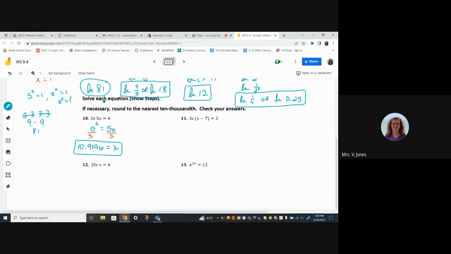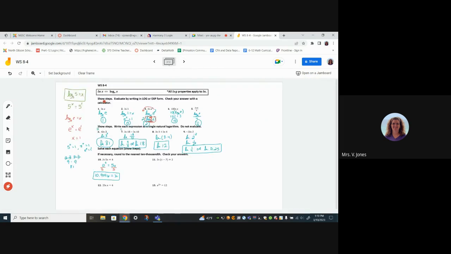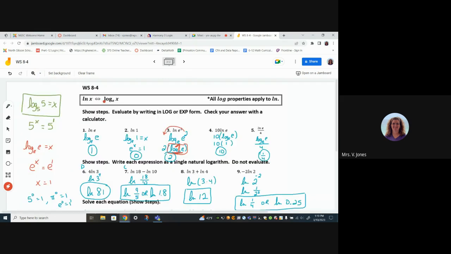Number 11. When you look at that, a lot of people are thinking, oh, it's not in single form because we've got subtraction. But you only have one logarithm over here on the left side. It's not two logarithms being subtracted. So if you go back here, see how this has two logarithms being subtracted? We don't have that. So we actually already have a single. So we'll be able to change that.